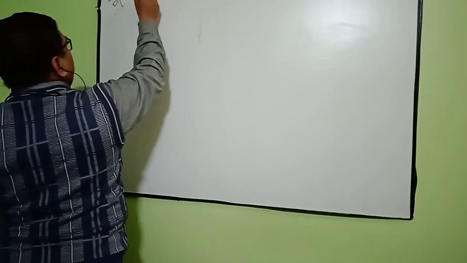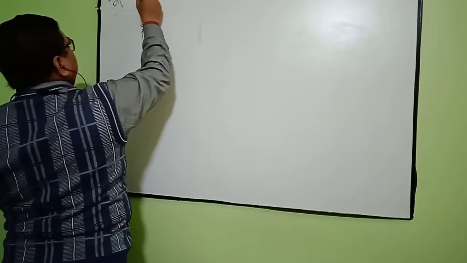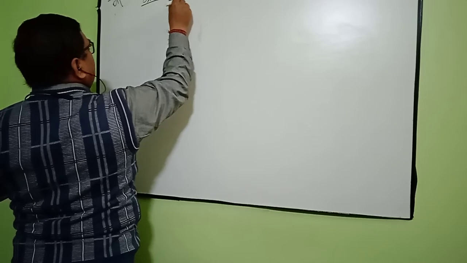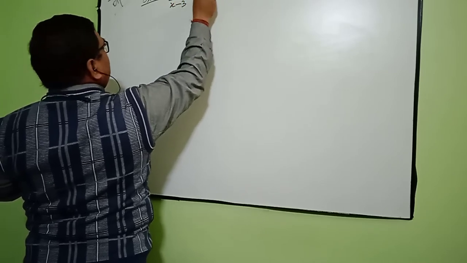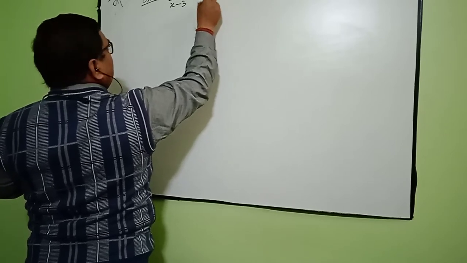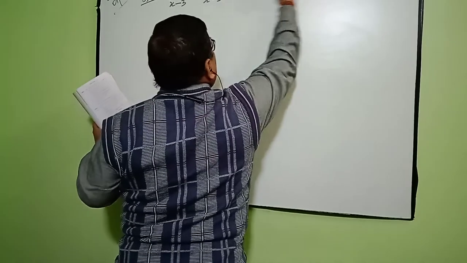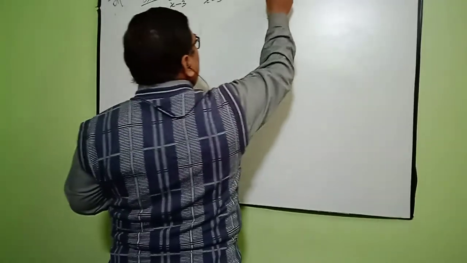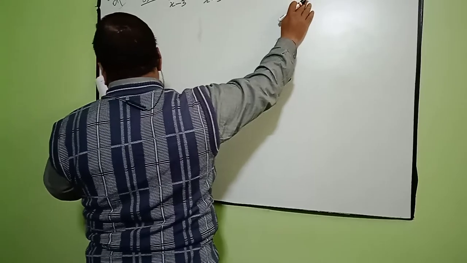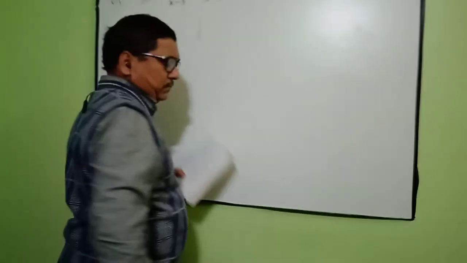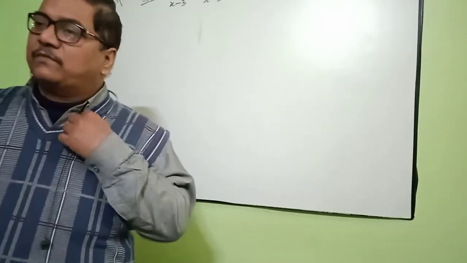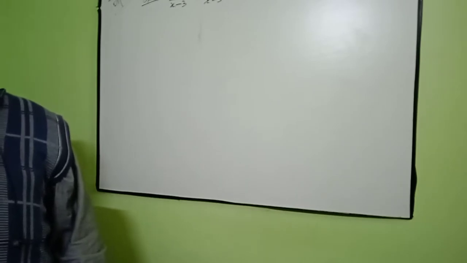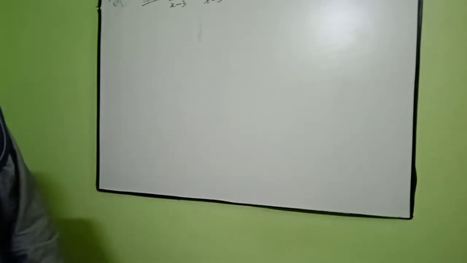Now next question: (x minus 2) by (x minus 3) plus (x minus 4) by (x minus 5) equals 3 is to 1 by 3, that is 10 by 3. And the condition is that the value of x should not be equal to 3 or 5. Can you see the question?